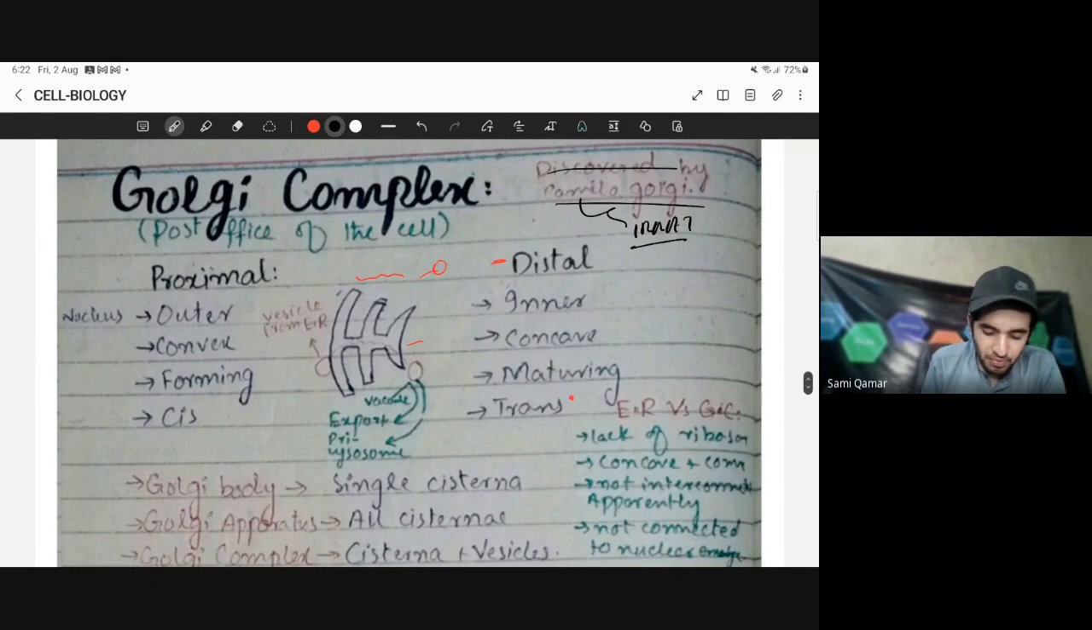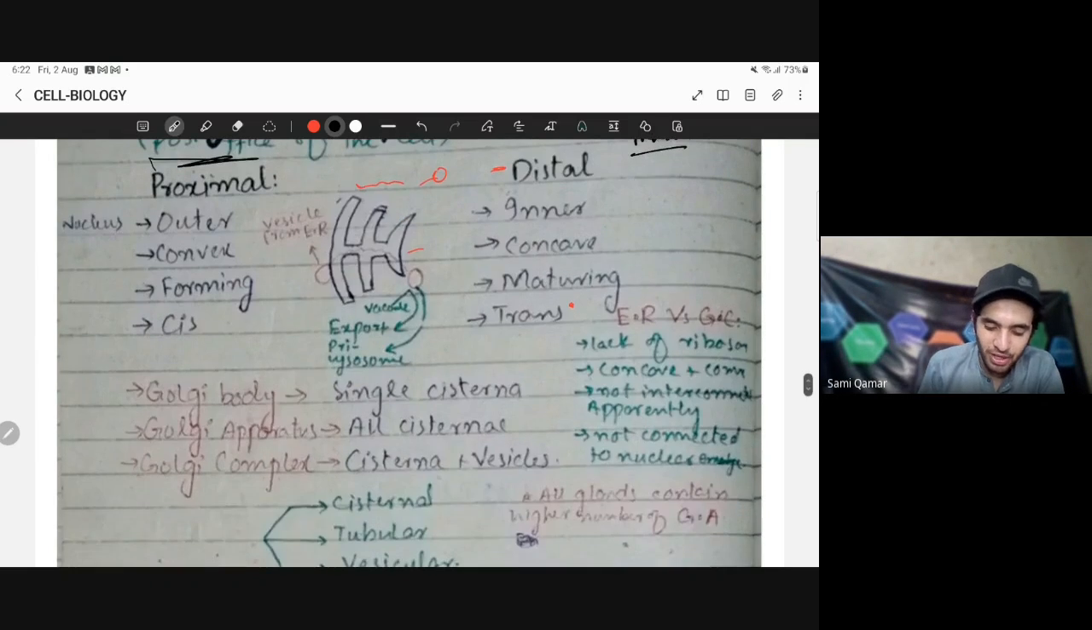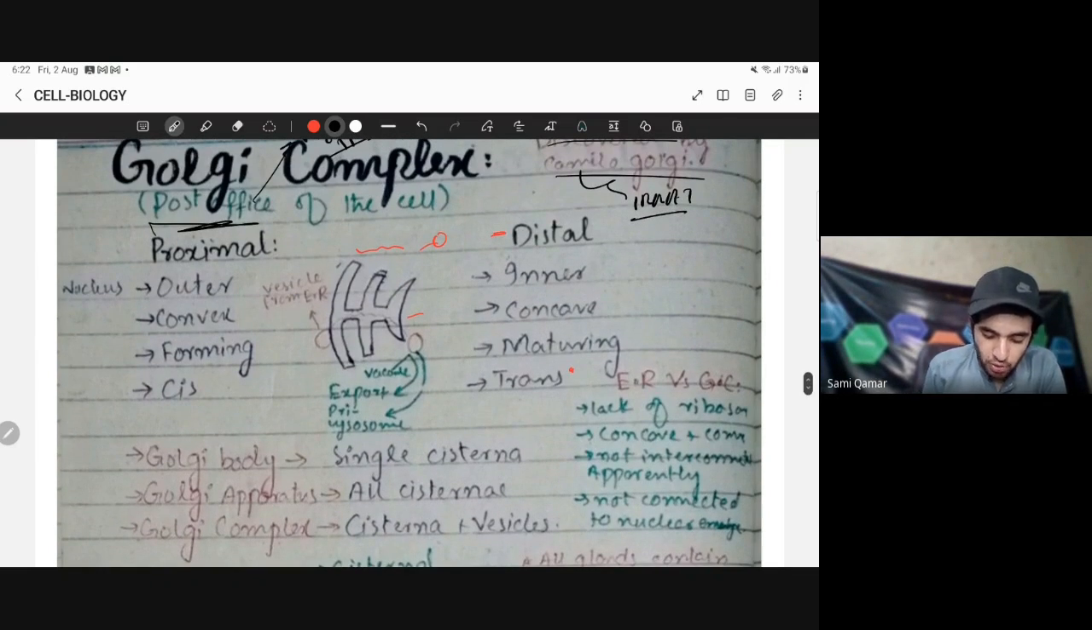So see here, the Golgi complex is also the post office of the cell. Okay, post office of the cell. It packages things and gives them out. It's not the kitchen, it's the post office. The kitchen is going to be the chloroplast. Okay, sorry. So post office. Those who said Golgi apparatus were right. It has two regions: proximal and distal.